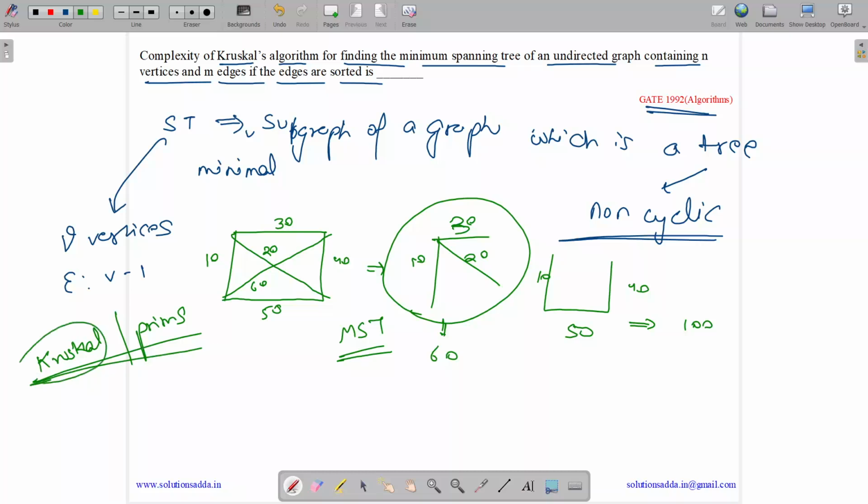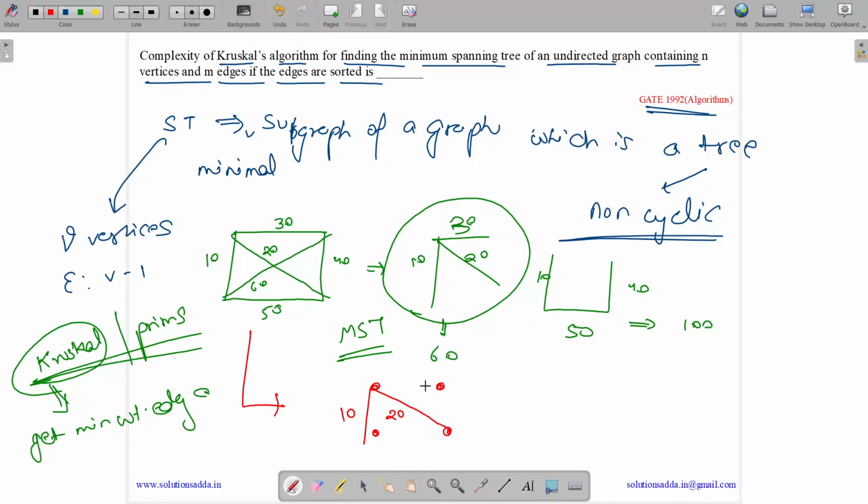Okay, so what does Kruskal's algorithm say? Kruskal's algorithm says each time get the minimum weighted edge, so that there is no cycle formed. So for this, what is the minimum weighted edge? Let us draw the vertices. So the minimum weighted edge is 10. Now the next minimum is 20. Okay, the next minimum is 30.